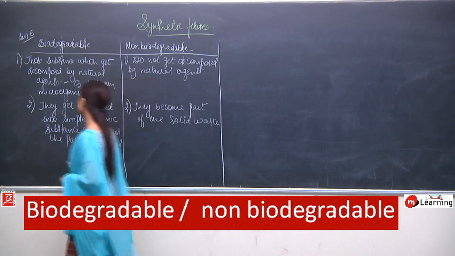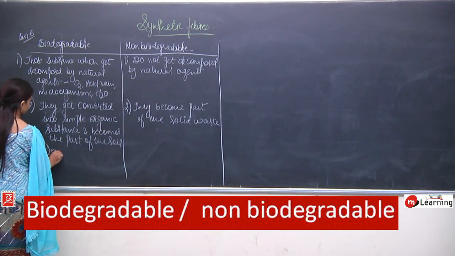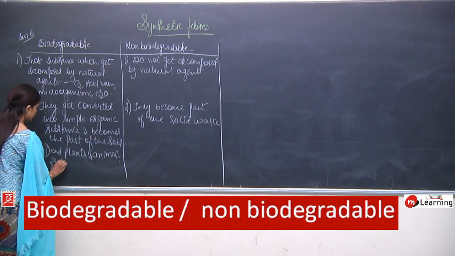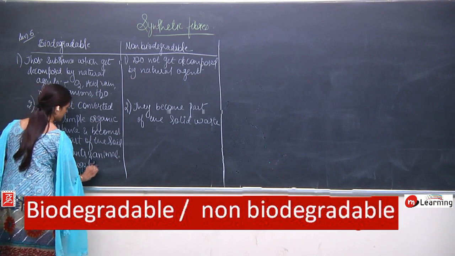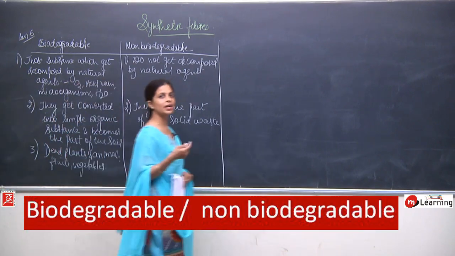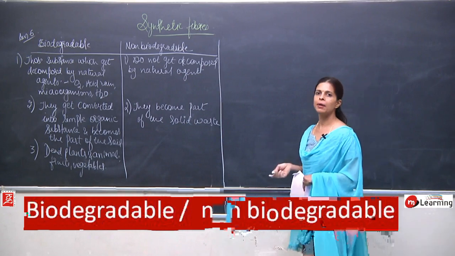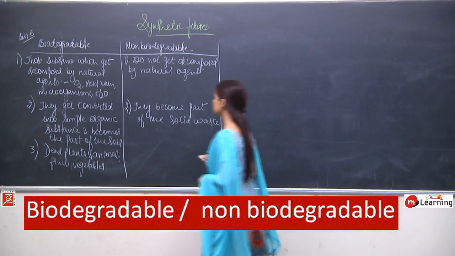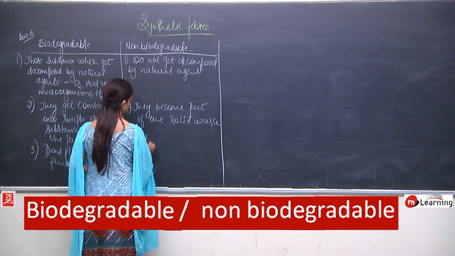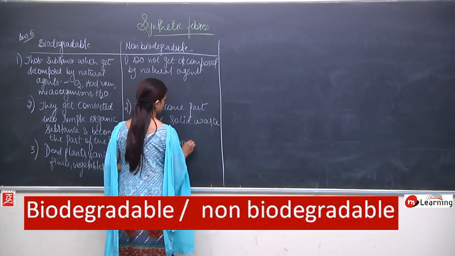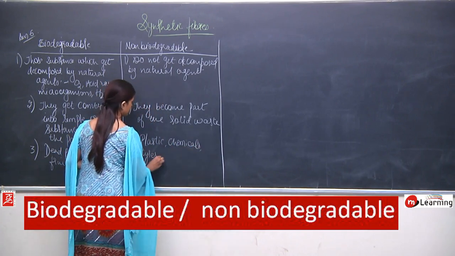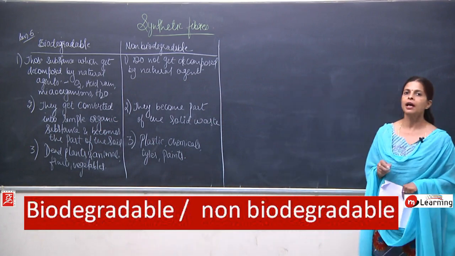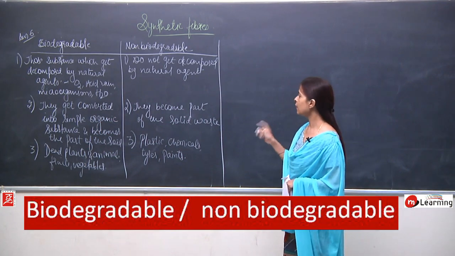Now we'll talk about the examples. Dead plants and animals, fruits, vegetables, all these which had life once come in the category of biodegradable substances. But when we talk about non-biodegradable substances, children, the examples can be plastic, chemicals, tires, paints. All these do not get decomposed, they do not break down into small organic particles, and they do not become part of the humus or the soil.